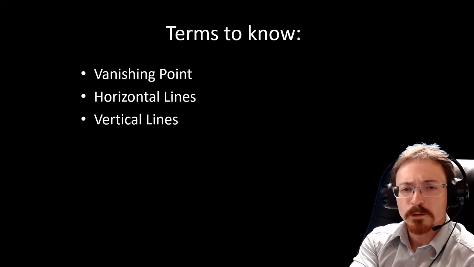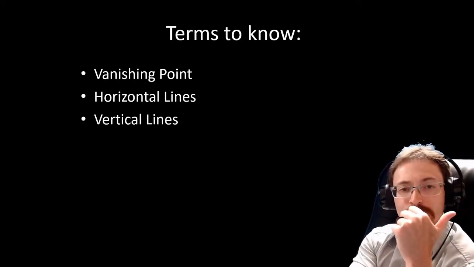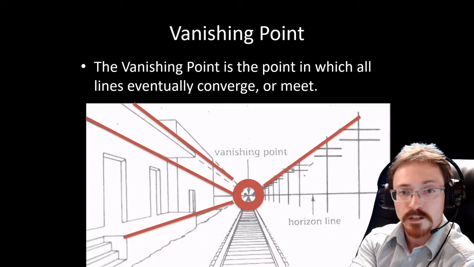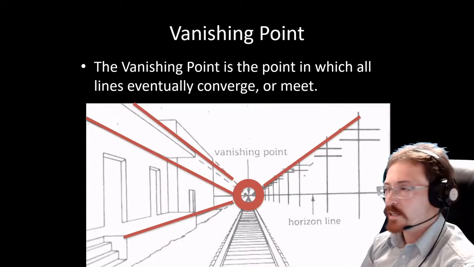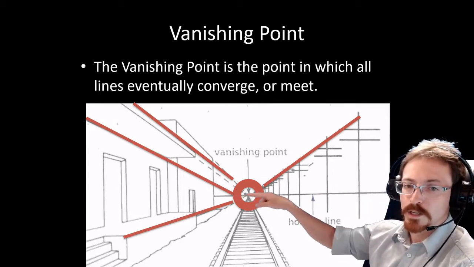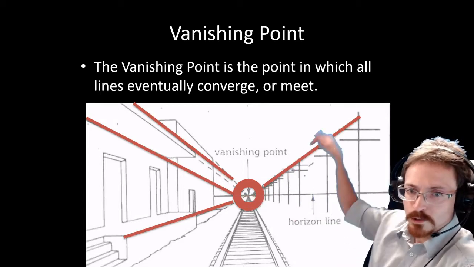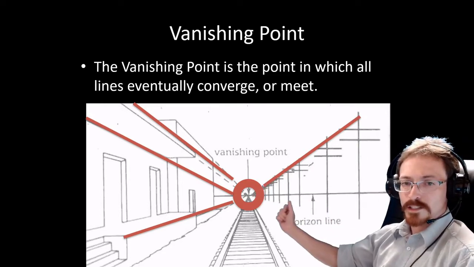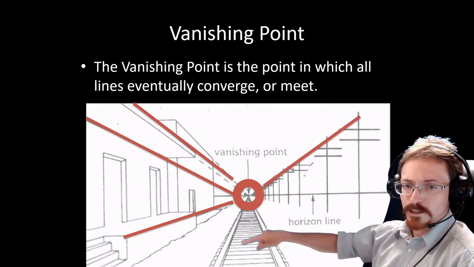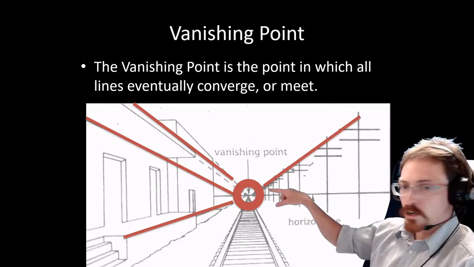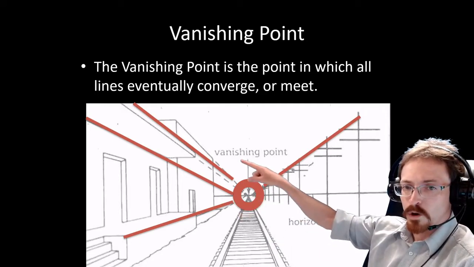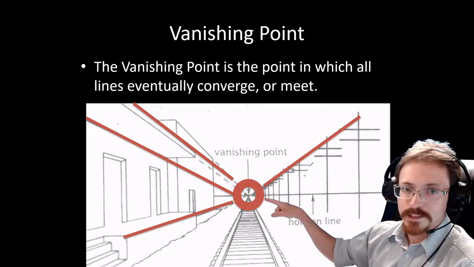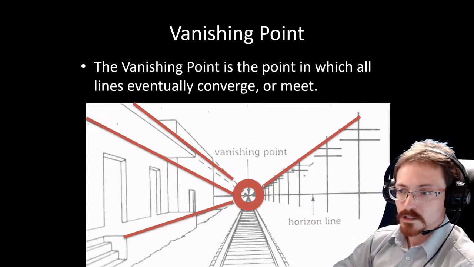So the terms that we want to look at today are vanishing point, horizontal lines, and vertical lines. Now, like I said, the vanishing point is where all lines eventually meet. They all meet right there. And if you draw a line straight down through here, connecting all of these things together, they will all meet right there. Just like the railroad tracks, the lines on the walls, the ceiling, the telephone poles, they all meet right there at the vanishing point.